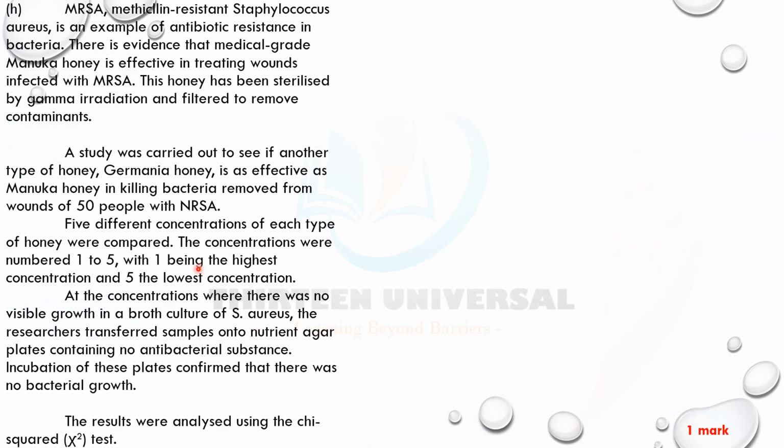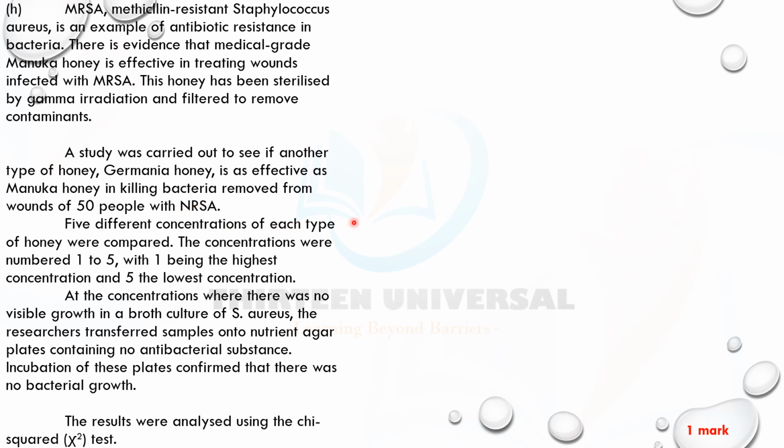Look at this. Quickly, let's read fast. MRSA, methicillin resistant Staphylococcus aureus, is an example of antibiotic resistance in bacteria. There's evidence that medical grade Manuka honey is effective in treating wounds infected by MRSA. This honey has been sterilized by gamma radiation and filtered to remove contaminants. A study was carried out to see if another type of honey, Germania honey, is as effective as Manuka honey in killing bacteria. Okay, taken from wounds of 50 people with MRSA.